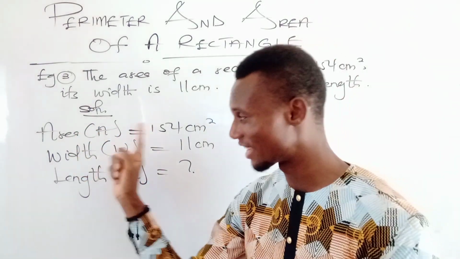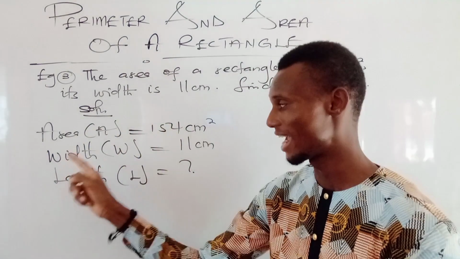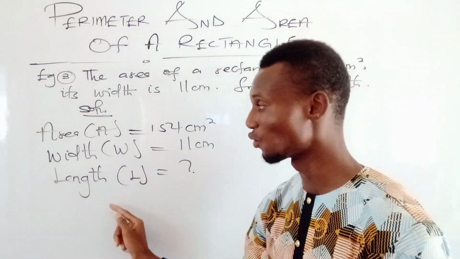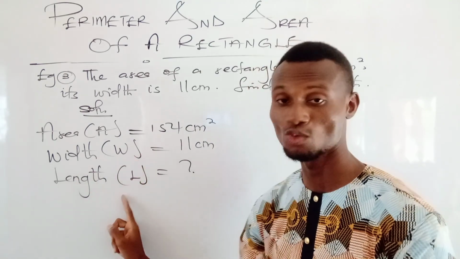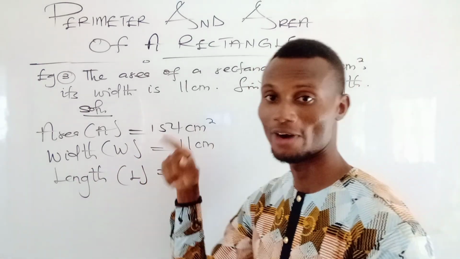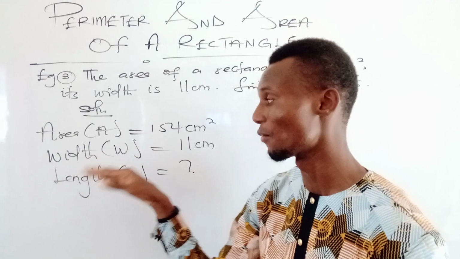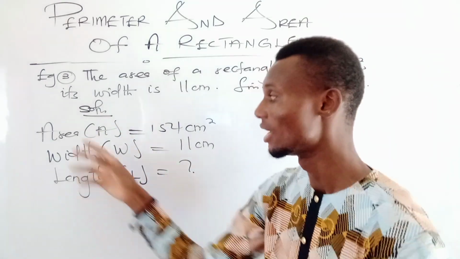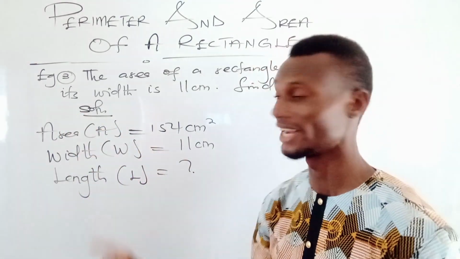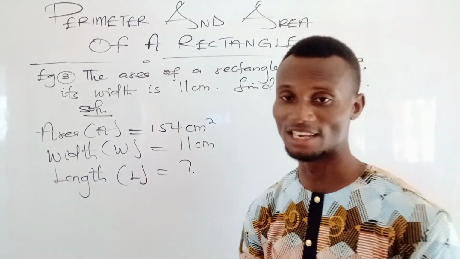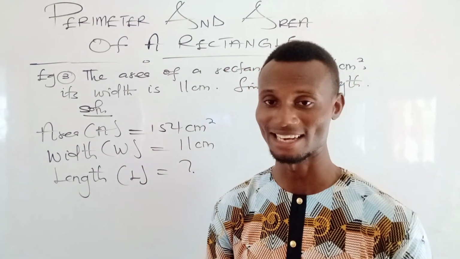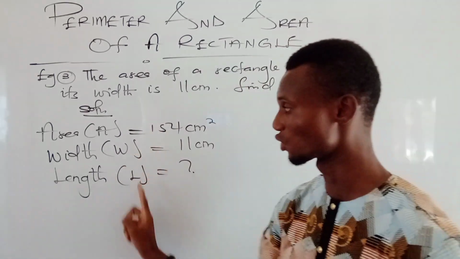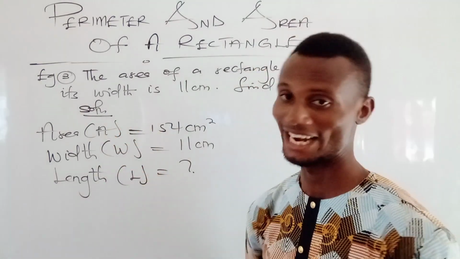The only thing we're given here is the area and the width. Now, it's within the area that we have the length and the width. So the length we are looking for, we'll go and look for it in the area. We cannot talk about perimeter here because no perimeter was given. It was the area that was given. I hope the explanation is clear enough and you understand it as well. So we'll go to the area, then we'll get the length from there.